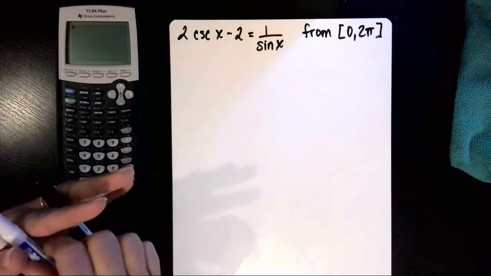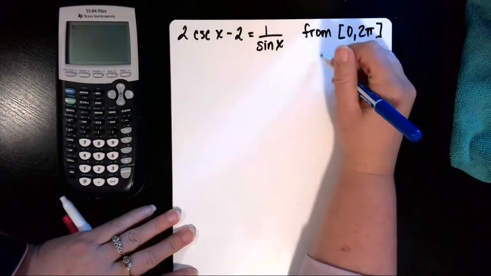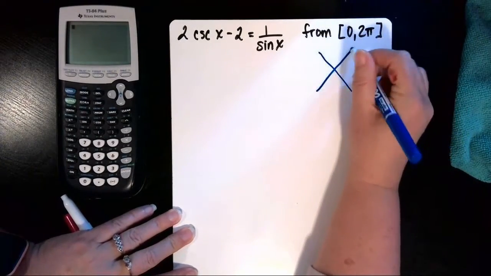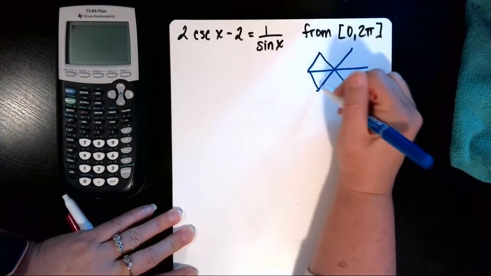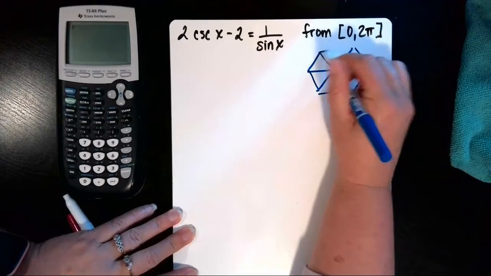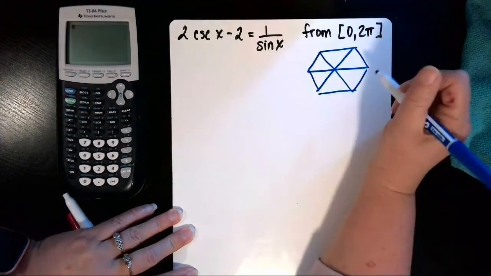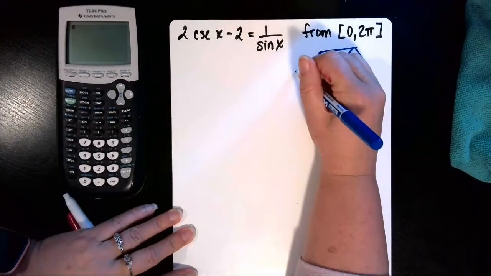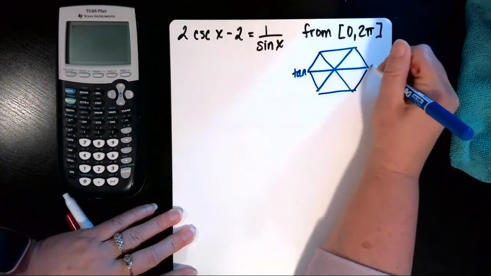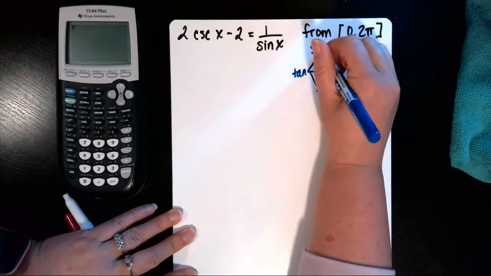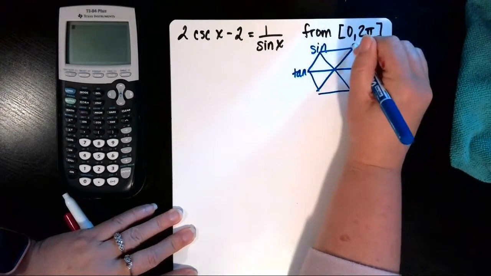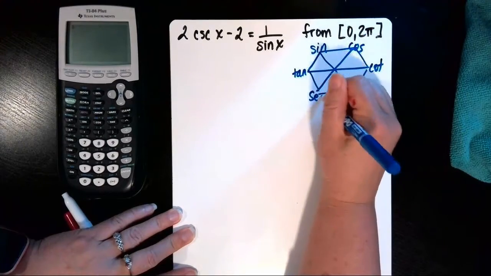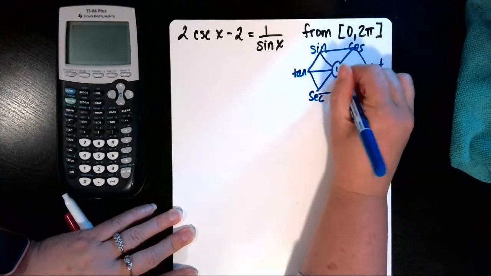So the first thing we want to do is jot down that trig identity hexagon that we learned about in previous lessons. And that'll help us recall the fundamental identities. So tangent, cotangent, sine, cosecant, cosine, secant, and the center always gets a 1.